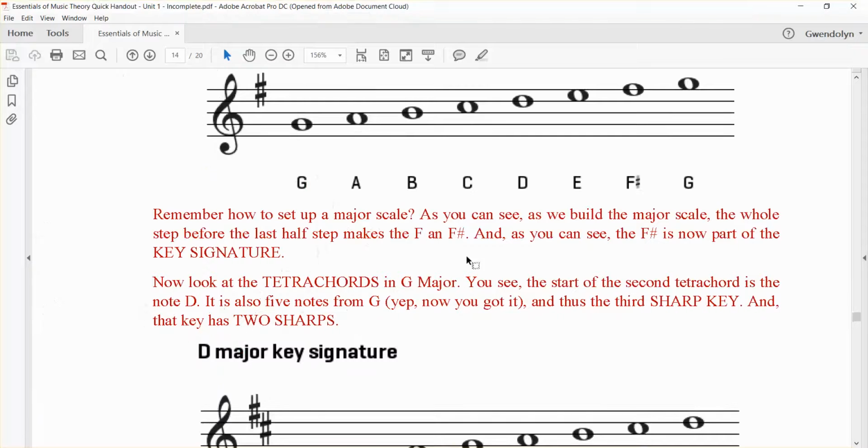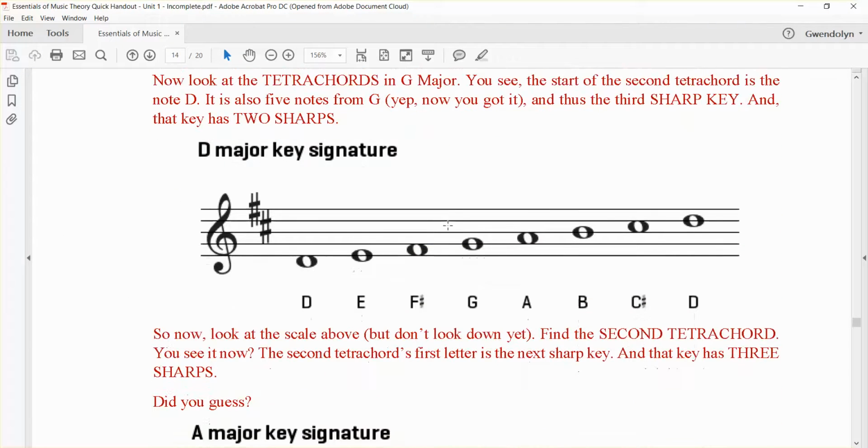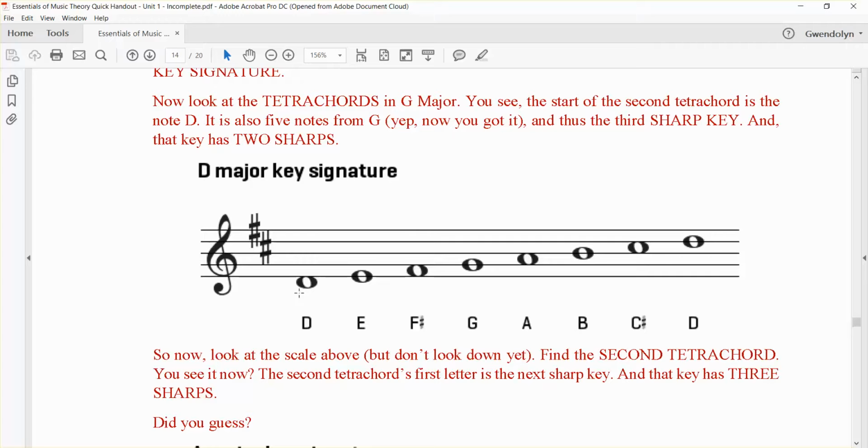Going back to the key of D, we build now again a major scale. Whole step. E to F sharp is our whole step. F sharp to G is the half step. The next tetrachord is connected by a whole step, G to A. A to B, B to C sharp, because this has to be a whole step, and C sharp to D, because this has to be a half step. And that's our major scale in the key of D. D to E, E to F sharp to G, G to A to B, B to C sharp to D. And as you notice, we have two sharps here, and that's our key of D.